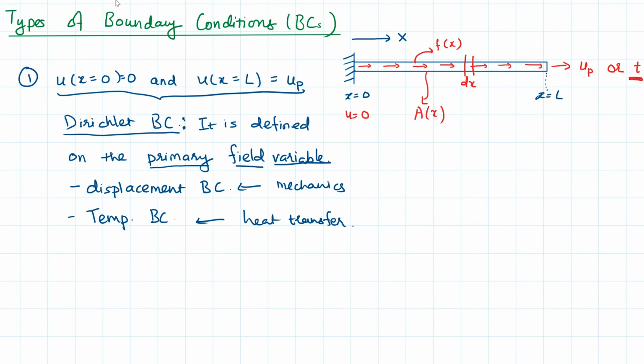The second type of boundary condition I want to consider is a traction boundary condition. Okay. So in our case, we have defined at x equal to L, and traction is defined as some prescribed traction. And this falls under a category of Neumann boundary condition.